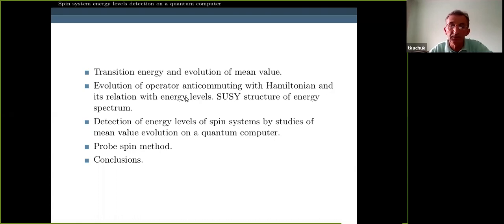Then we consider the evolution of some mean value and find its time dependence on the quantum computer. Then this method, which we generalize and call the probe spin method, and conclusions. I understand that it is difficult to see what the idea means from the start, but let us consider the next slide. I hope I will be able to explain what I mean in this talk.